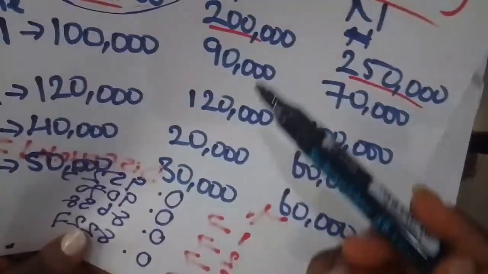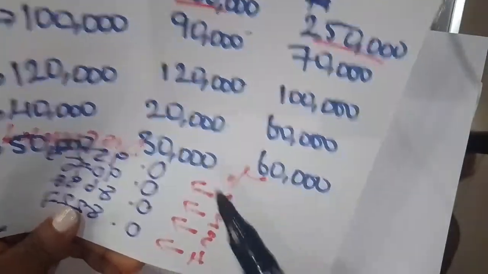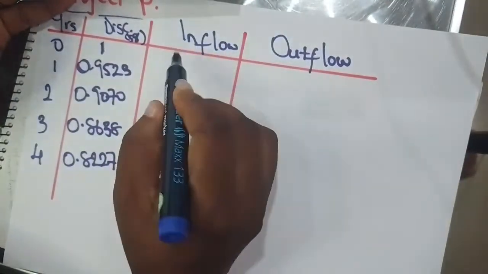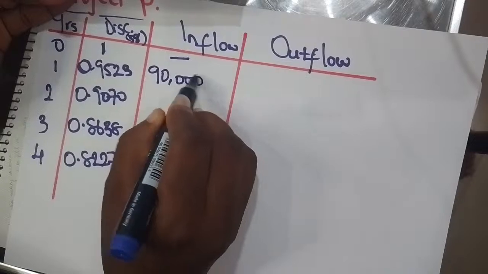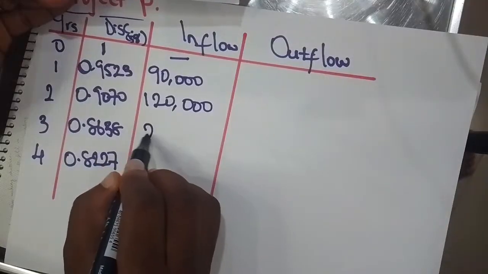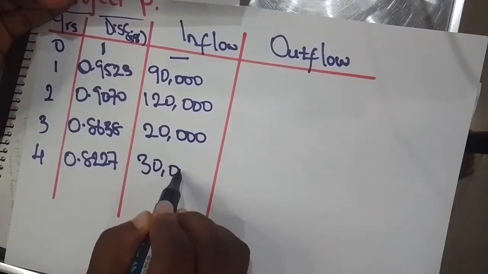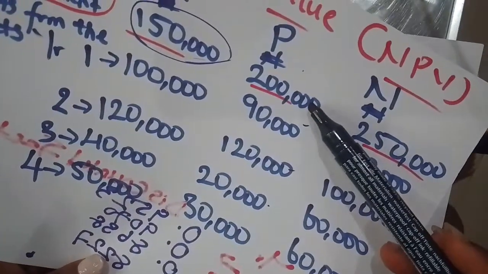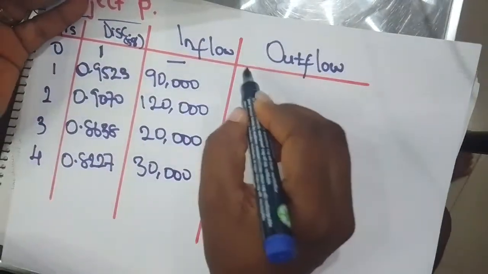And then your inflow. Just bring in this inflow. This is the inflow for Project P, years 1, 2, 3, 4. In the first year, when they started, there was no inflow, so dash. Then 90,000, 120,000, 20,000, 30,000. And then the outflow. The outflow of Project P was 200,000 naira. So you bring it in here.